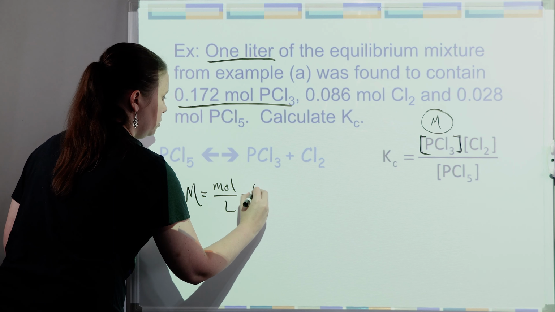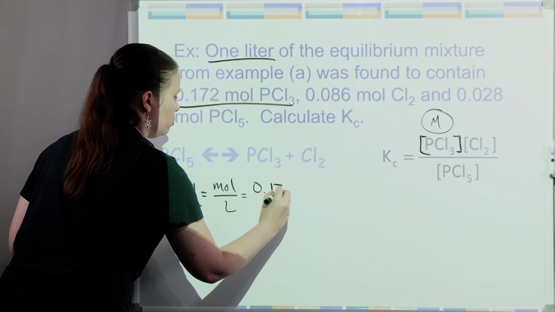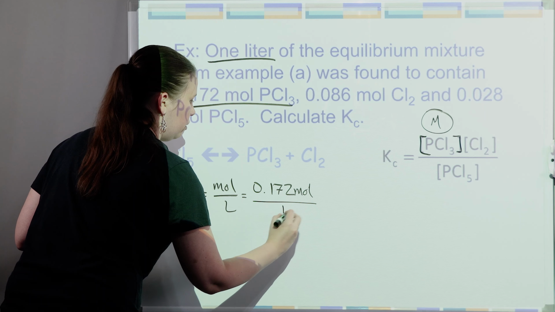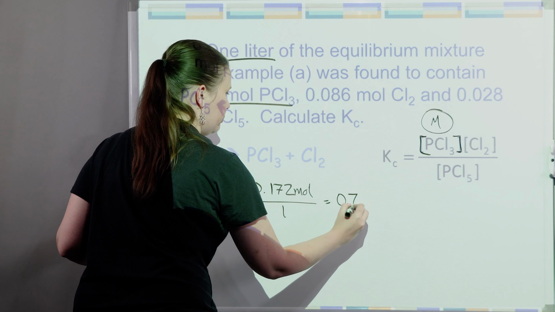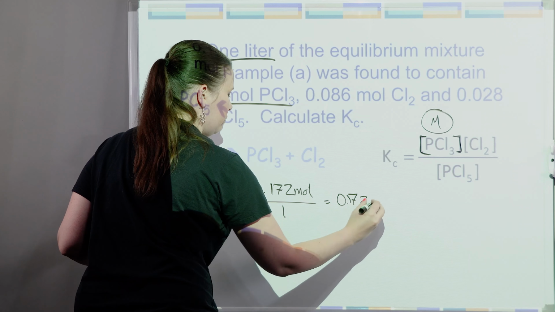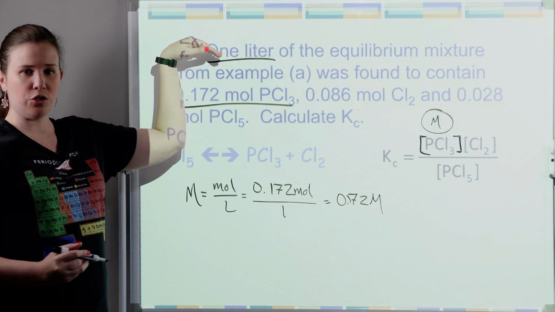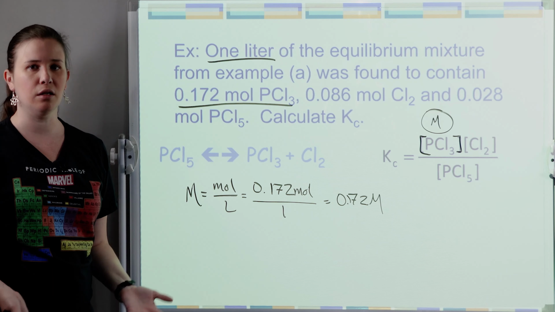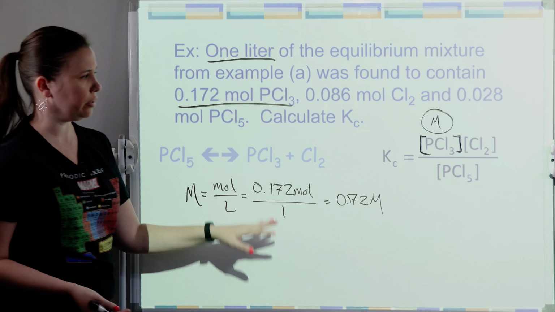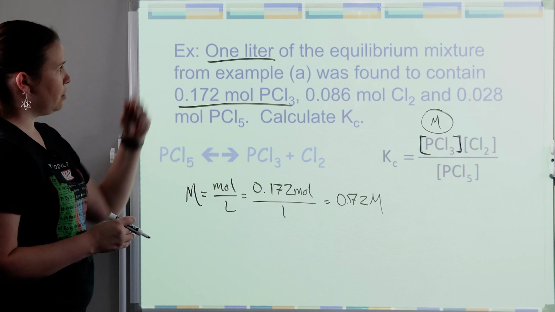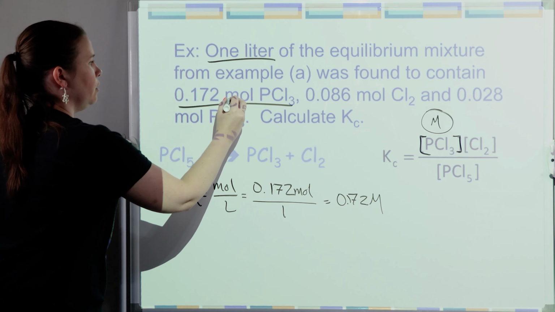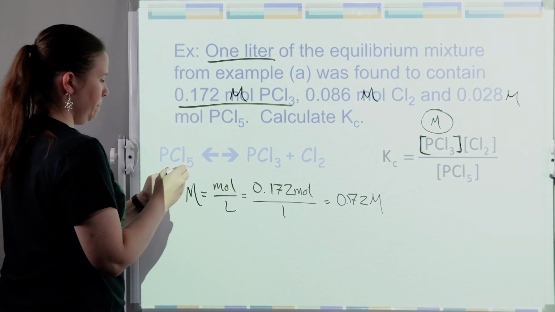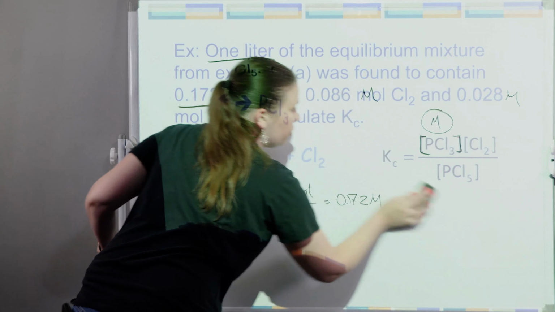So for PCl3, let's do that one together, 0.172 moles over 1 liter. Dividing by 1, of course, doesn't change it. So 0.172 M. Now, what you've got to watch out for is if this says 2 liters or 4 liters, then you have to divide your given moles by that number of liters, because it should be in molarity, moles per liter, when you plug it into the equation. Since this is all 1 liter, each of these moles can actually just be considered the molarity. Okay. So no division necessary on this one.